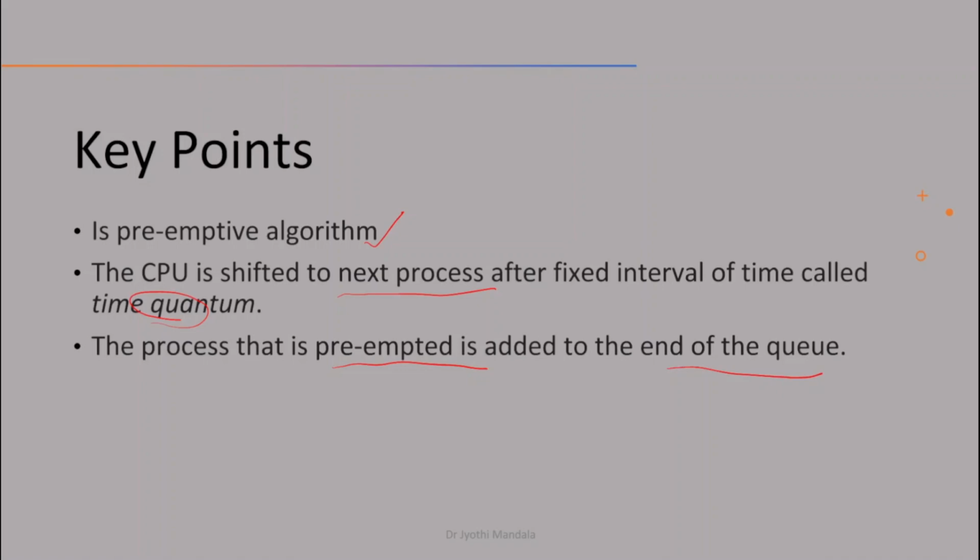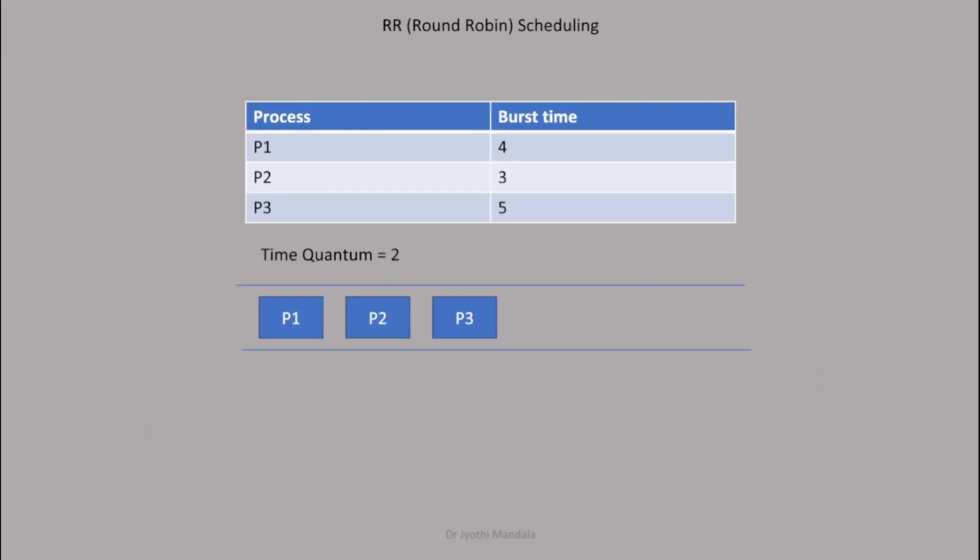Let us understand this with an example. I'm considering three processes P1, P2, P3 and their three burst times are given. Here I have not considered any arrival time. That means all the processes P1, P2, P3 have arrived at the same time and have been added to the ready queue. Let us consider this is our ready queue, and the time quantum is 2. That means the CPU can execute a particular process for 2 seconds only. In the question, P1 requires 4 seconds, P2 requires 3 seconds, and P3 requires 5 seconds. Let us understand how the CPU will switch between the processes.